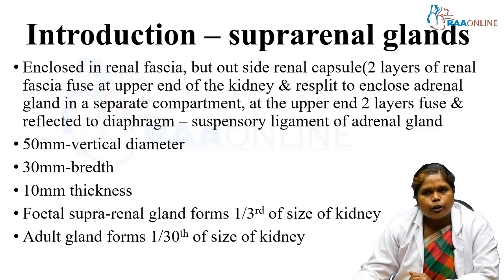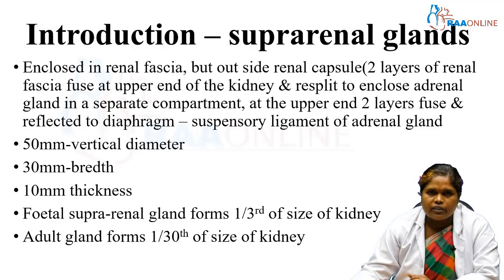And at the upper end of this suprarenal gland, the two layers will fuse and it is reflected to the diaphragm as the suspensory ligament of the adrenal gland. So remember, the suprarenal gland is enclosed by renal fascia but in a separate compartment. And this suprarenal gland is present outside the renal capsule. So the renal capsule will be inside and the renal fascia will be outside. Okay, so this suprarenal gland is situated inside the fascia but outside the renal capsule. So this is a thing you should understand about the renal fascia.